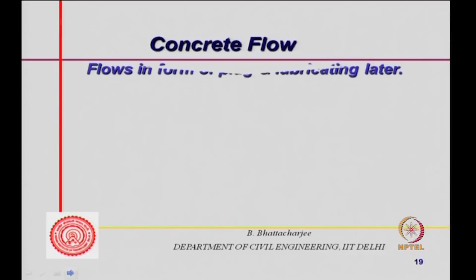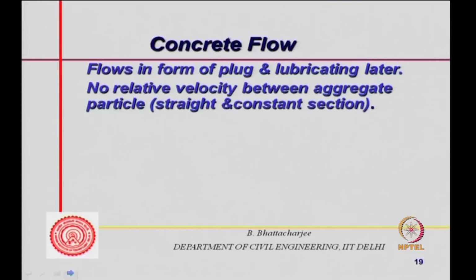Now, we said that concrete flows in the form of a plug, which we saw when we were talking about the rheology of concrete, and we shall see a diagram of course. For a constant straight pipe and constant cross section, there should be no relative velocity between aggregate particles, otherwise there will be segregation. Concrete actually flows like a plug, and the lubricating layer is there at the boundary.